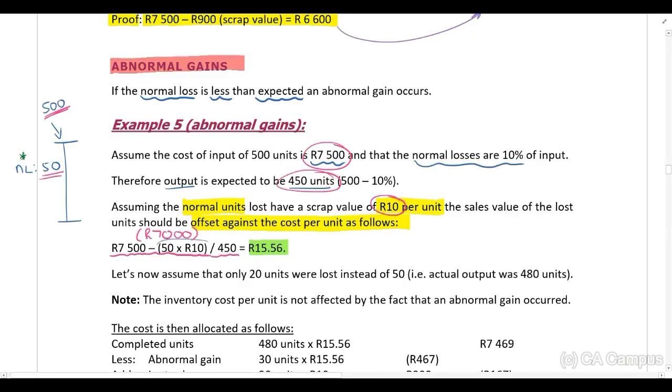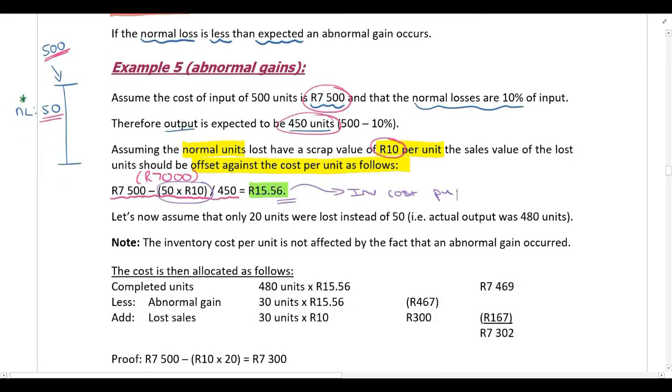Those units have a scrap value of 10 Rand, and it gives us an inventory cost per unit of 15.56 Rand. All right. But now we have an abnormal gain. And remember I said to you, an abnormal gain just means that the normal loss is less than what it's expected to be. So in this example, what is my normal loss expected to be? It's expected to be 50 units. Now we're told only 20 units were lost instead of 50.